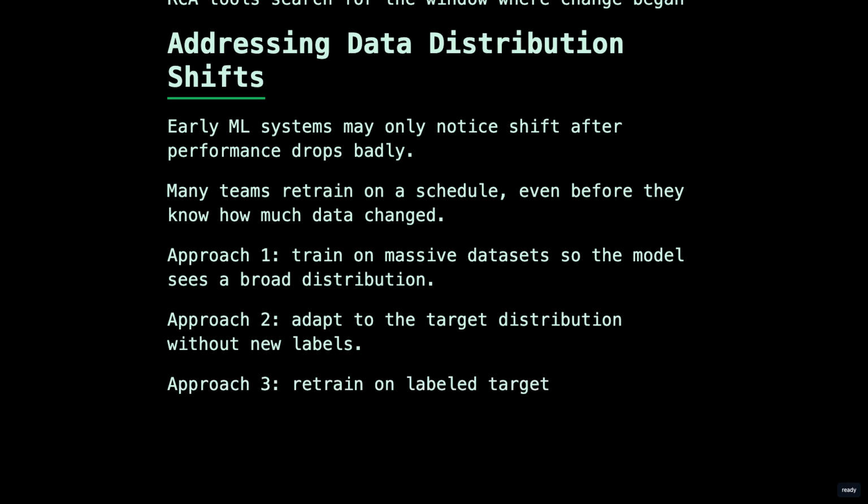The most common industrial approach is to retrain with labeled data from the new distribution. That retraining can mean starting over from scratch or continuing from an existing model. And when training continues from the current weights, people usually call it fine-tuning.